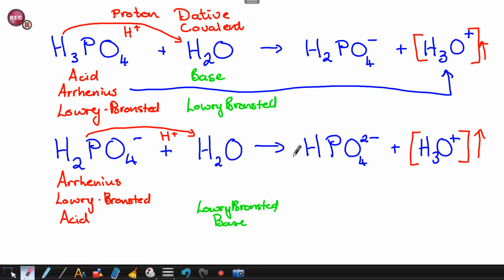Ma'am, what is that? This is the dihydrogen phosphate ion, or the hydrogen phosphate negative ion. This is the monohydrogen phosphate ion.